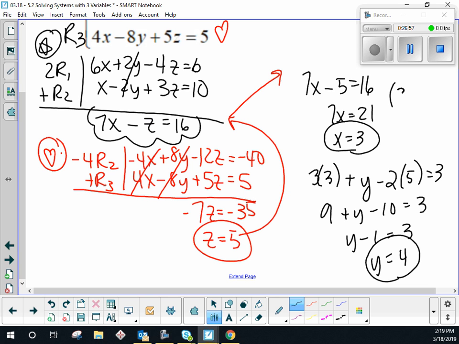By the way, this is a Pythagorean triple, which means if you plugged it into the Pythagorean theorem, it would work. 3 squared plus 4 squared equals 5 squared.